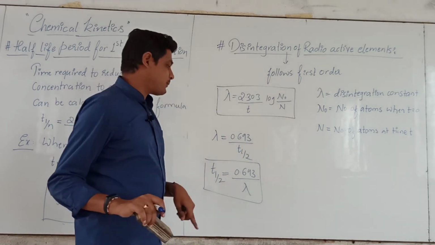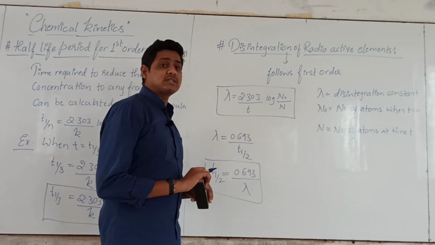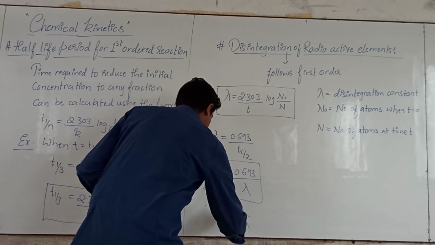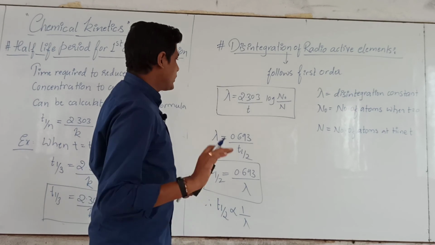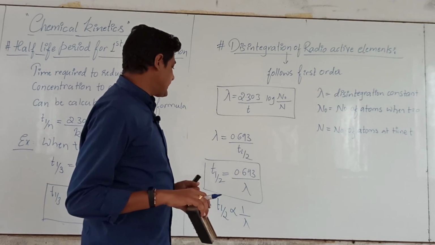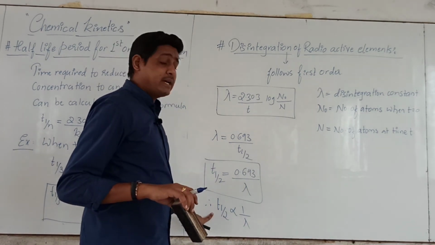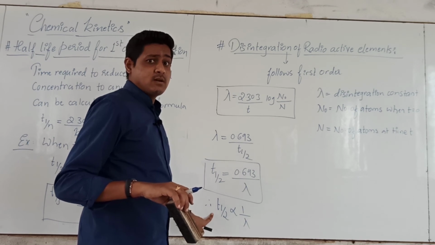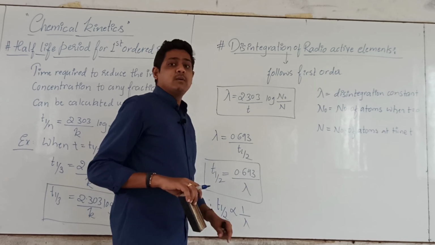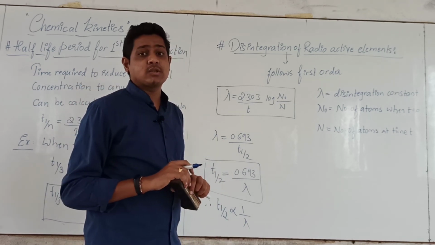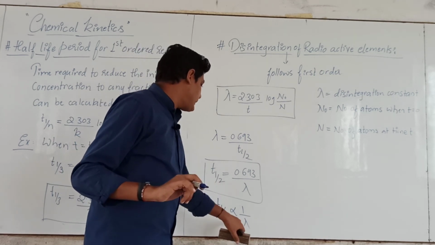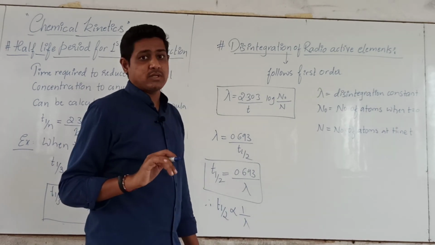So from here you can say that half-life period and disintegration constant are inversely proportional. Therefore t half is inversely proportional to the disintegration constant. In competitive examinations they will be asking this, I have seen it: if the disintegration constant value is high, then half-life period will be less. They will give you the disintegration constant for 2 or 3 elements and ask which element will disintegrate fast. Remember this.